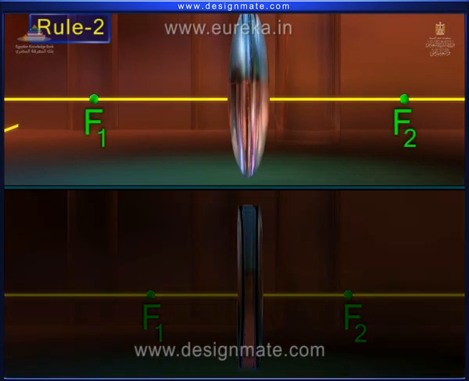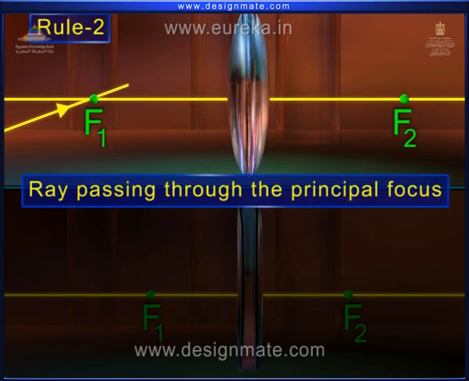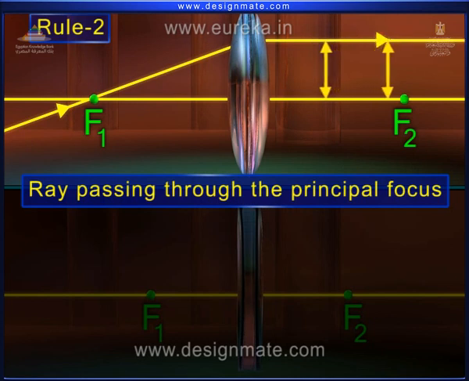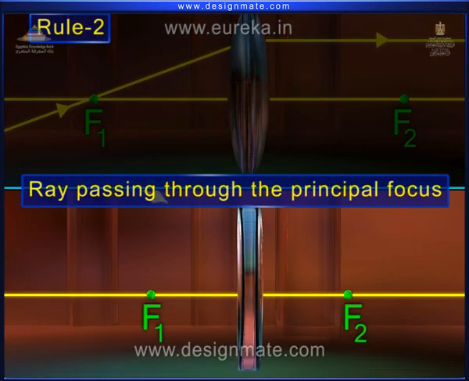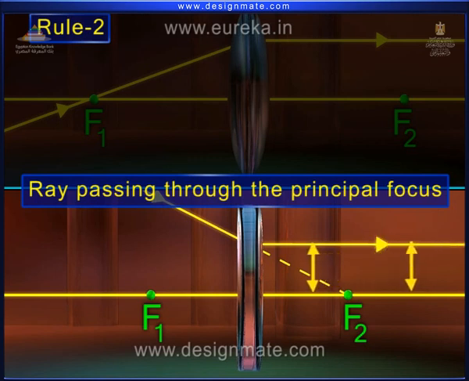2. A ray of light which passes through the principal focus gets refracted by the convex lens and emerges parallel to the principal axis. Similarly, in the case of a concave lens, the ray of light appearing to meet at the principal focus will emerge parallel to the principal axis.